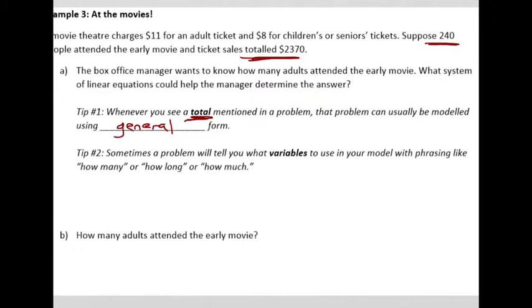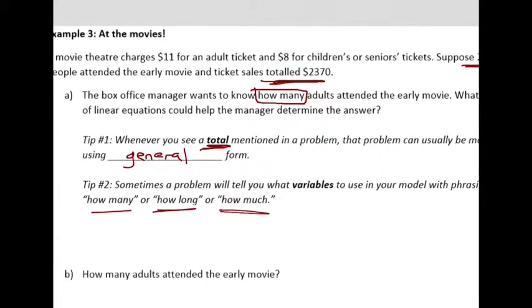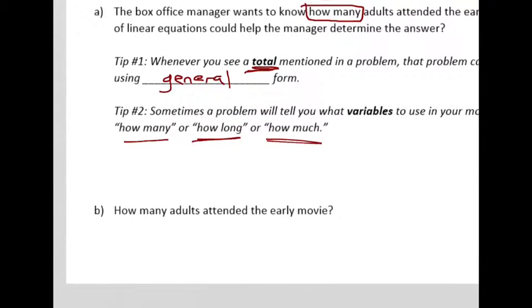Another tip here, another struggle that students sometimes have is trying to figure out what variables to use. What letters should I use and what should they represent and things like that. Often a problem will give you a hint as to what the variables should be by asking you a question like how many or how long or how much. Questions like that usually indicate one of the variables that you should be using in your equations. And you'll notice right here we have the term how many adults, right? So the number of adults is going to be one of our variables. So we're going to use the letter A to represent the number of adults.